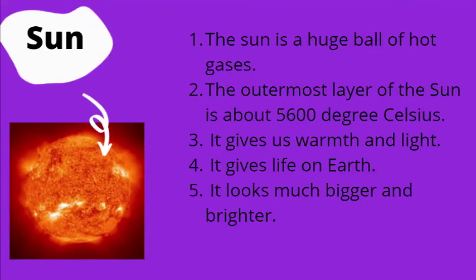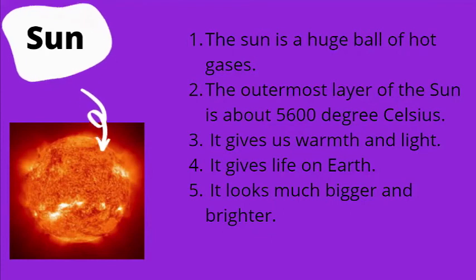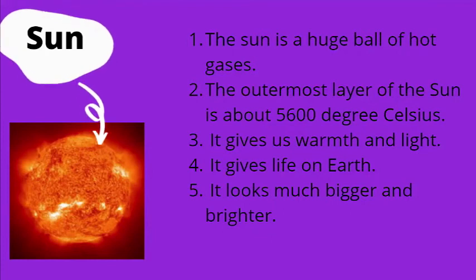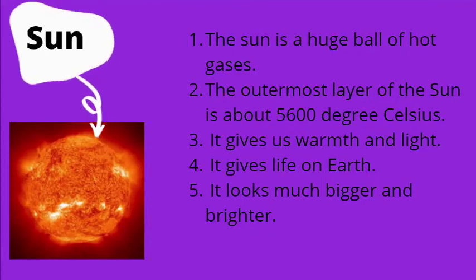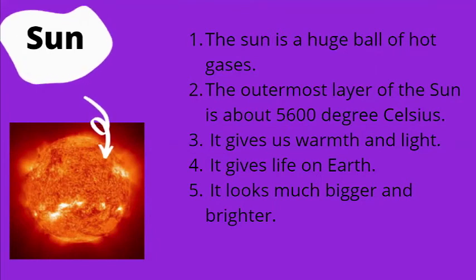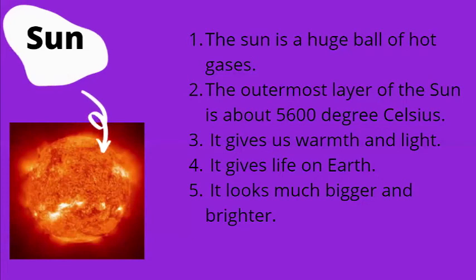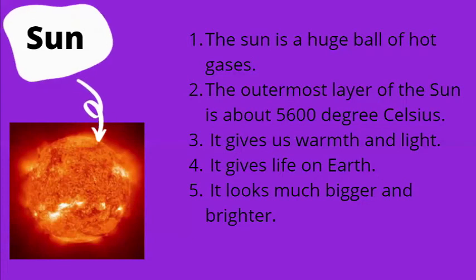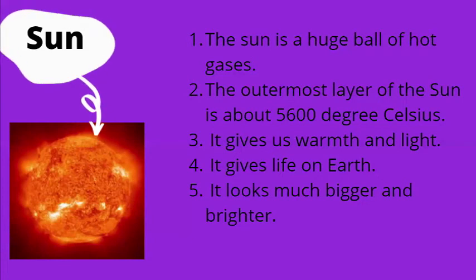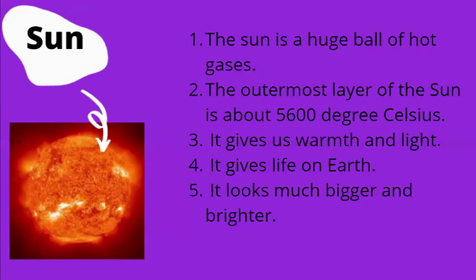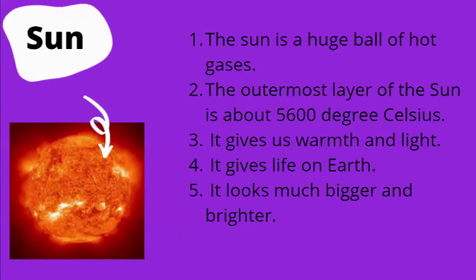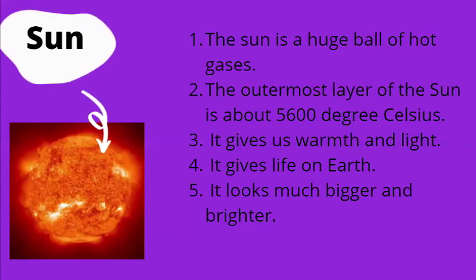The sun is the most important part of our solar system. It gives us warmth and light. Without the sun, our Earth would be very cold. If there were no sun, there would be no life on Earth. The sun looks much bigger and brighter than the other stars because it is the nearest star to the Earth. At night, we can see many stars in the dark sky, but during the day, when the sun is shining, its light is so bright that we cannot see the other stars.